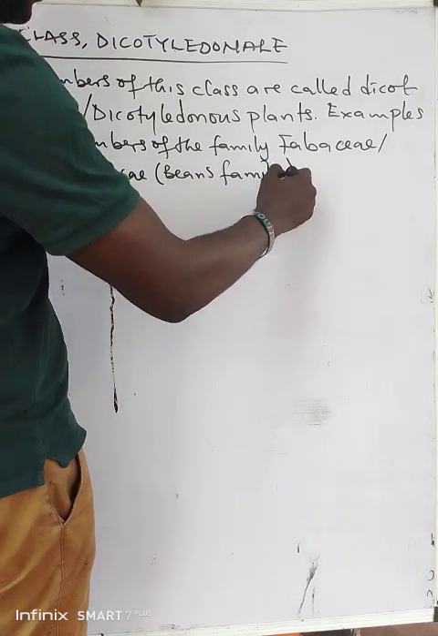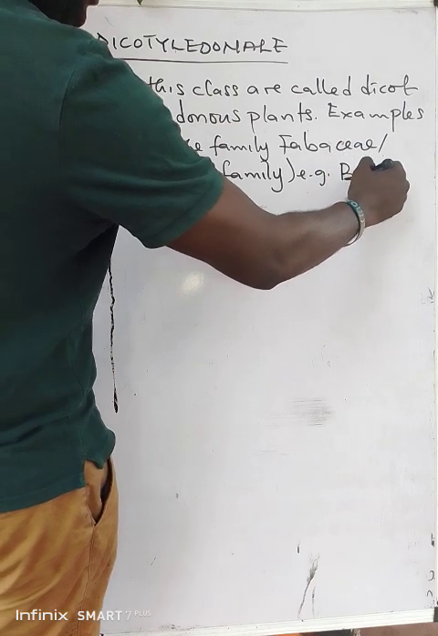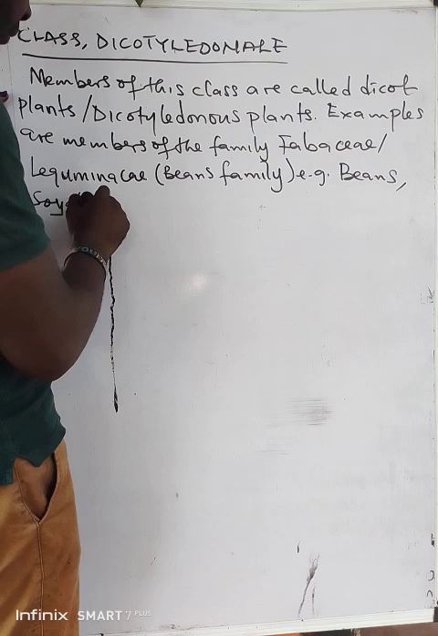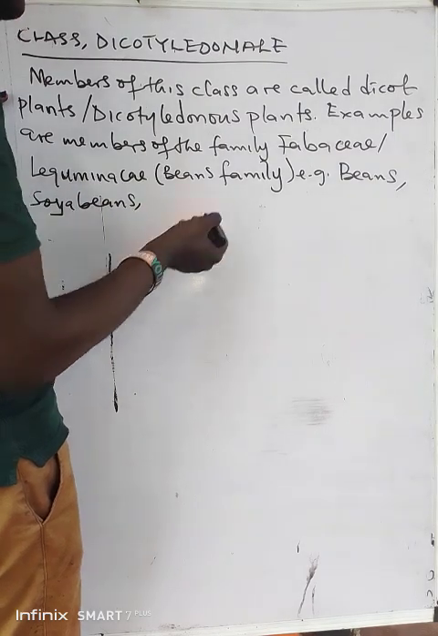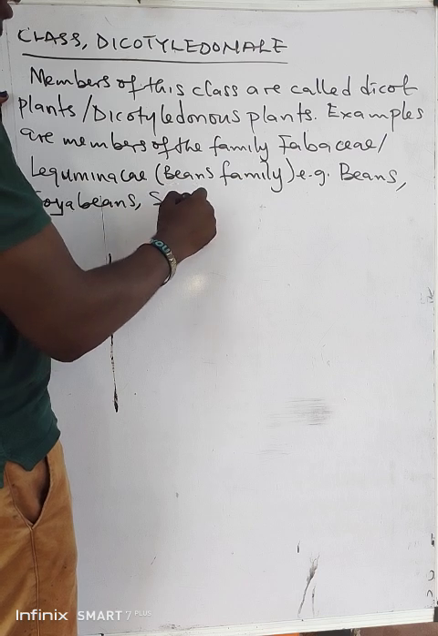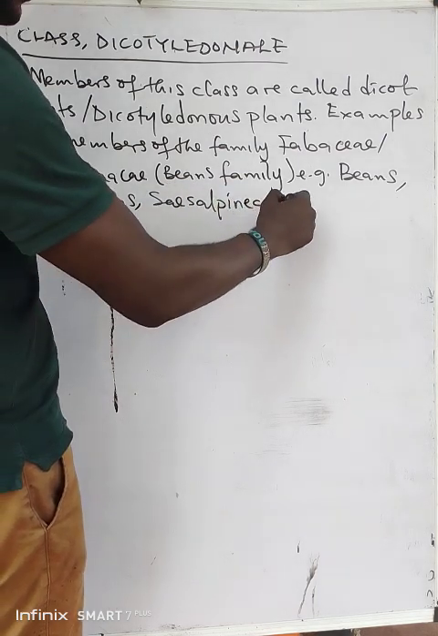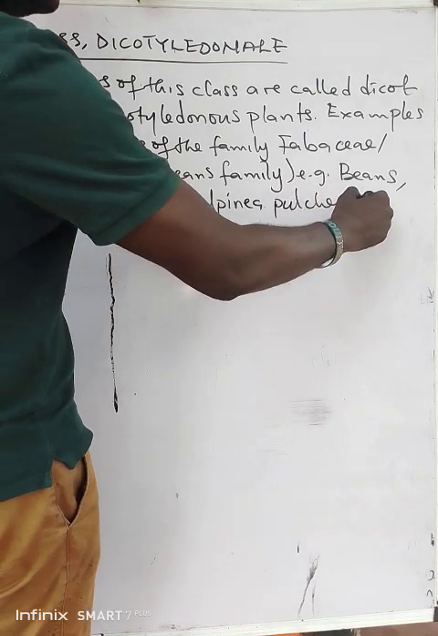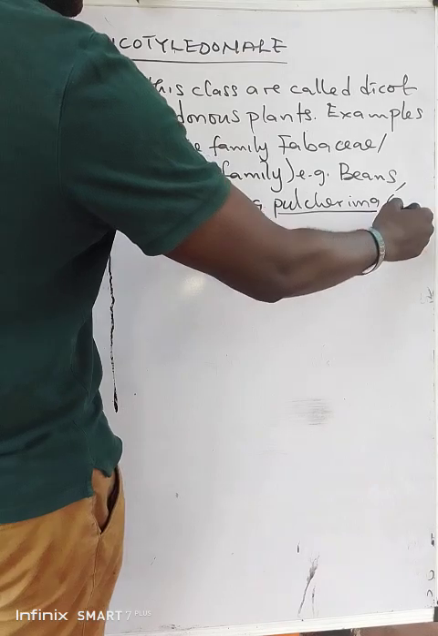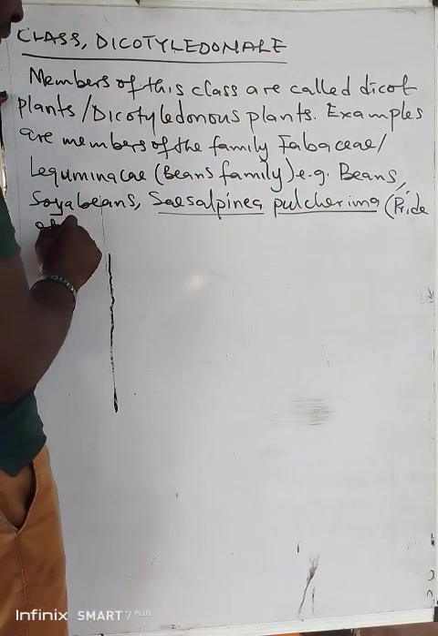Other ones, e.g. soya beans, the beans itself, the one we eat. We have the soya beans. We have the Caesalpinia pulcherrima, the one they call Pride of Barbados.